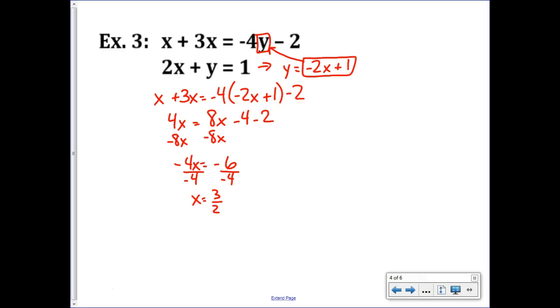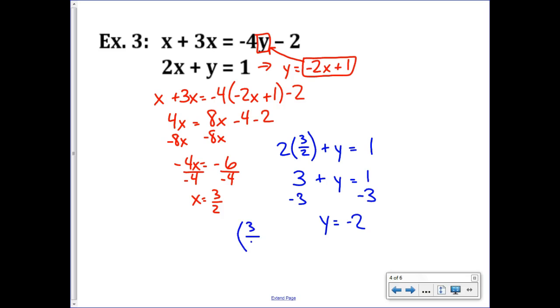From there, I need to plug it back in. So I get 2 times 3/2, if I plug into that second equation, plus y is equal to 1. So 2 times 3/2 is just 3, plus y = 1. So subtract 3 from both sides, and y = -2. So my final answer here is (3/2, -2).